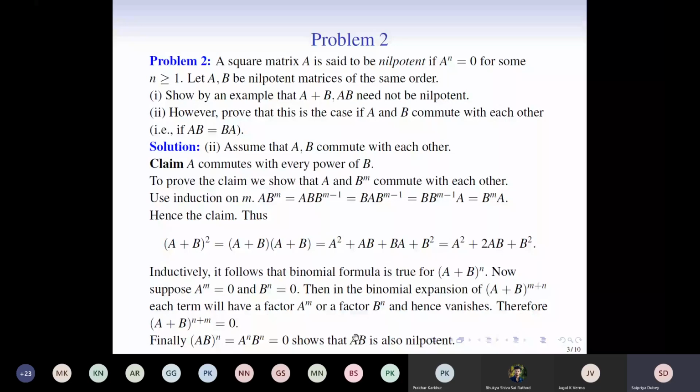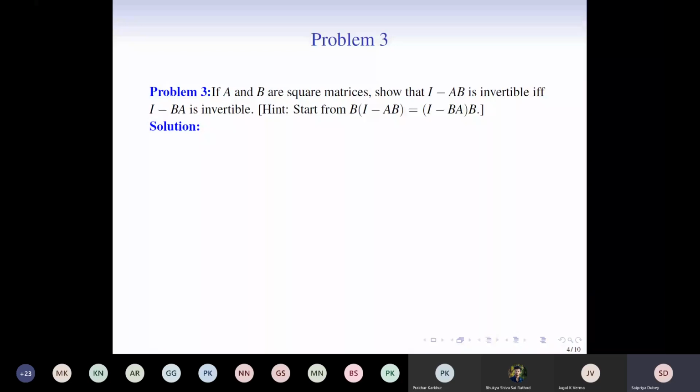Third problem says that if A and B are square matrices, then show that I minus AB is invertible if and only if I minus BA is invertible. Please note that in the case when AB is equal to BA, these two matrices are obviously the same, so it is just trivial in the case when A times B equals B times A. Okay, anyways, let's do this.